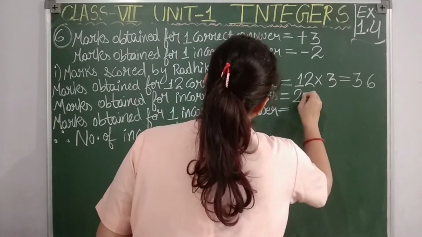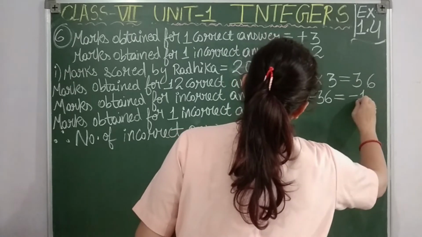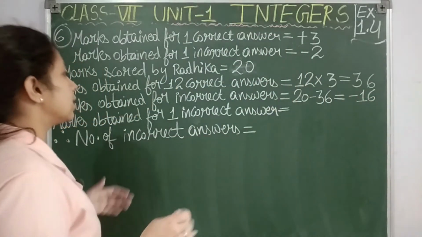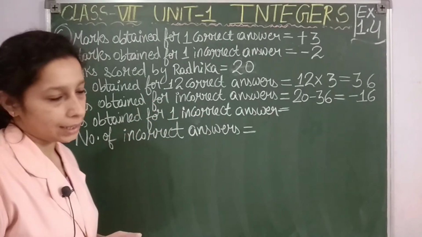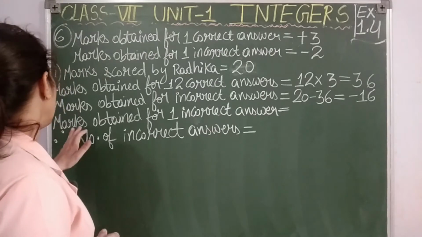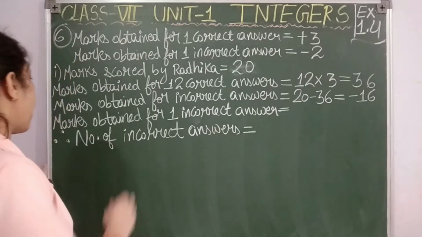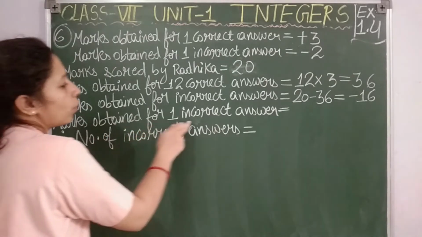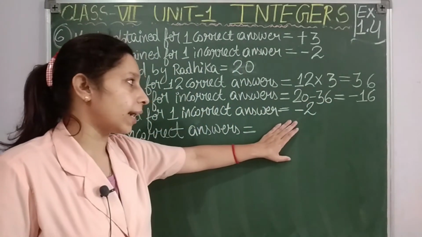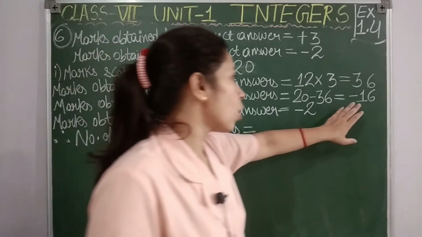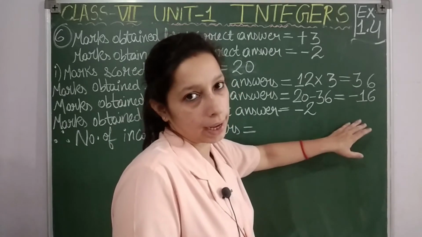So students, 20 minus 36. Okay. How much? Minus 16. So minus 16 marks are the marks which she has obtained for incorrect answers. But now we have to find the number of incorrect answers that she has attempted, that we have to find. But see one more line, marks obtained for one incorrect answer. For one incorrect answer, how much is she getting? For one incorrect answer, she is getting -2. She in all has got -16 for incorrect answers.